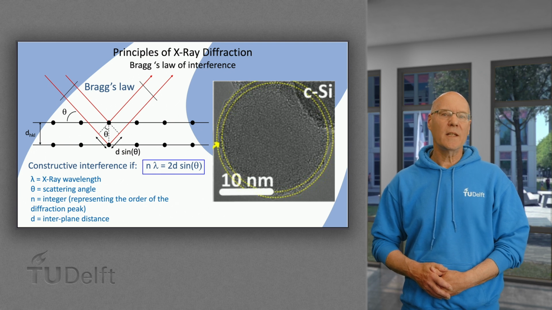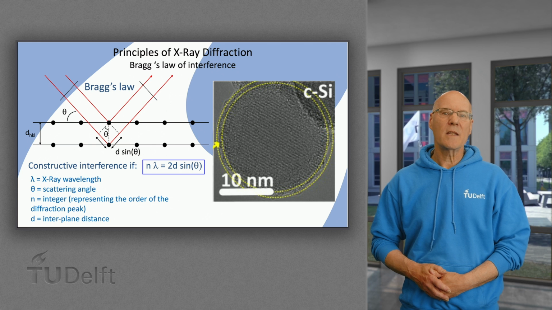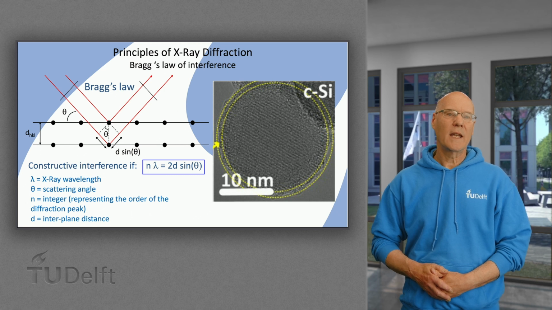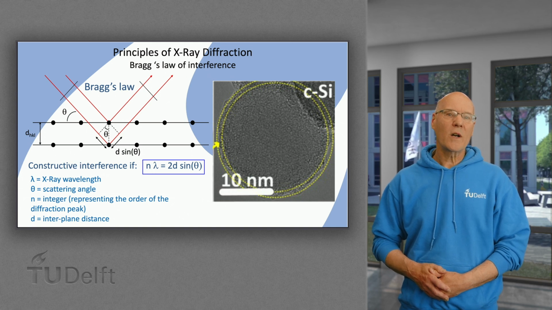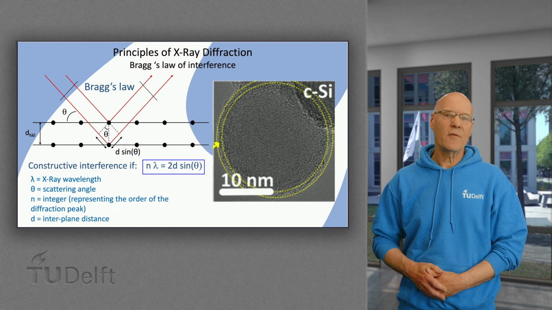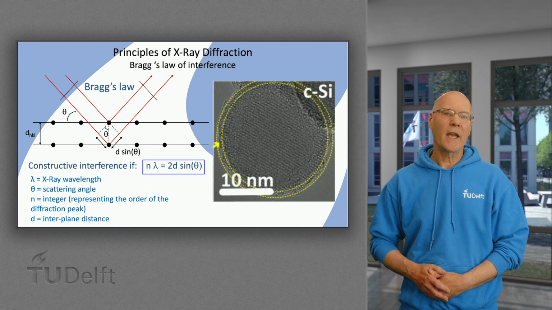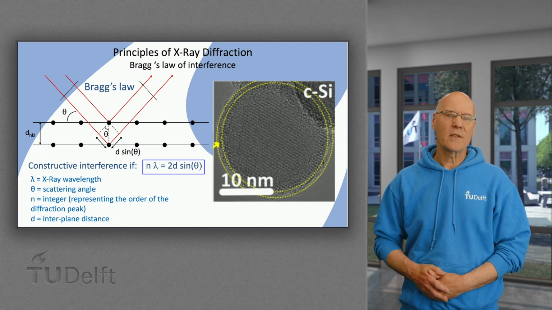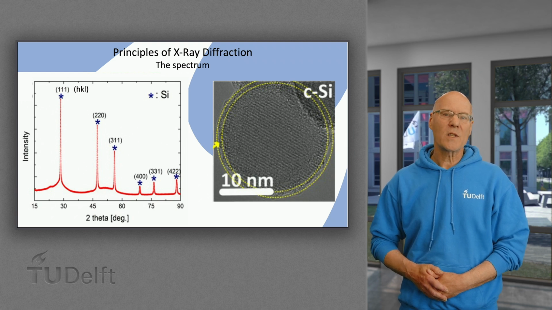These planes will scatter the incoming X-rays according to Bragg's law, n times lambda equals d times the sine of theta, with n an integer, lambda the wavelength of the X-rays, d the spacing between the planes, and theta the scattering angle. Note that d is defined here for only one specific distance, but atoms are arranged in various planes. Therefore, distances d are indicated by d_hkl, where h, k and l stand for the direction of the planes. Hence a specific XRD spectrum of crystalline silicon can be seen here.